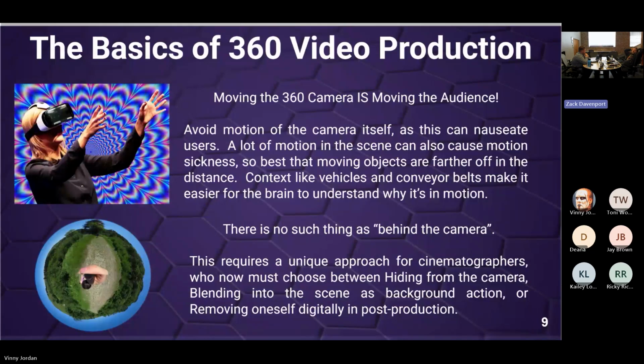Yeah, so again, to start with, the main difference between 360 and regular cameras is your audience feels like they are there. So if you pick it up and move it around, it's like picking up your whole audience and moving them. And that's why people get motion sickness. As soon as that camera starts to move and you're not expecting the world around you to move, your body freaks out a little bit.